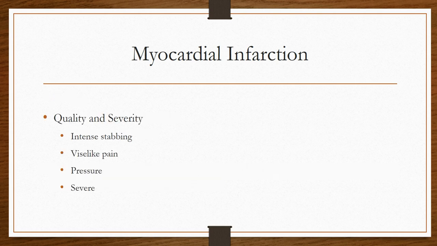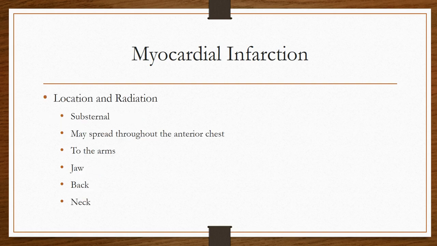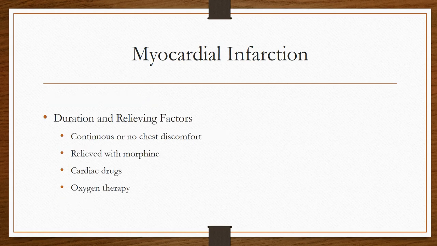The quality and the severity: usually it's an intense stabbing, vice-like pain, and usually the patient will feel pressure, and it's often severe. The location of the radiation: usually it's substernal, and may spread throughout the anterior chest to the arms, jaw, back, and neck. The duration and relieving factors are continuous or no chest discomfort, relieved with morphine because morphine is a vasodilator, cardiac drugs because they will help the heart beat a little bit faster, or hypertension medications because again they will also help dilate, and oxygen therapy because a little extra oxygen makes whatever is floating around there more efficient.